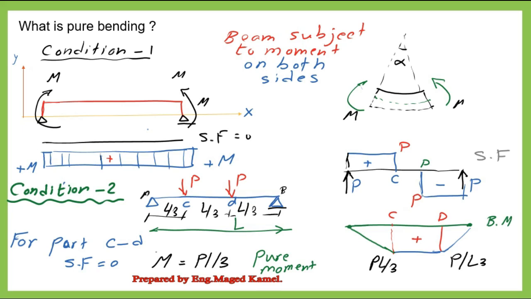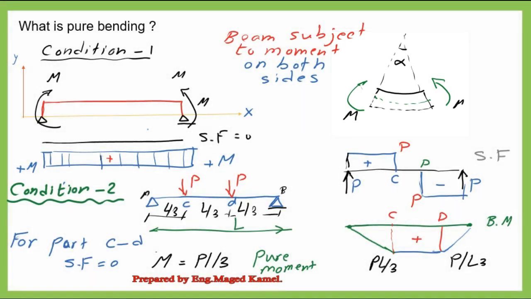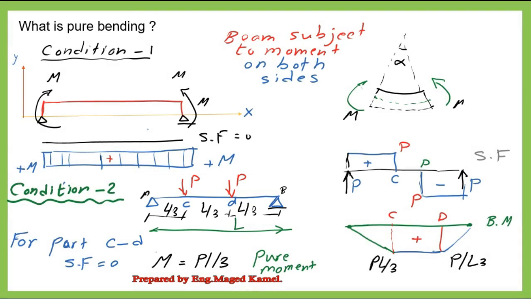For the left-hand side moment and the right-hand side moment, they will cause the beam to bend in the form of an arc, and the enclosed angle will be alpha, as we can see in the diagram. The second case is pure bending. We have pure bending in the case of a simply supported beam, hinged and simply supported, acted upon by two shear forces B and B of equal values, and they are acting at the thirds of the beam, L over 3, L over 3, and L over 3.